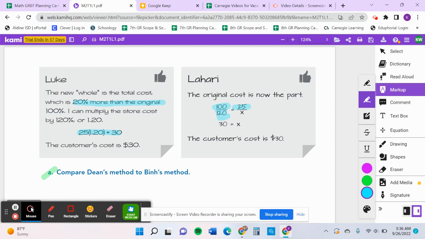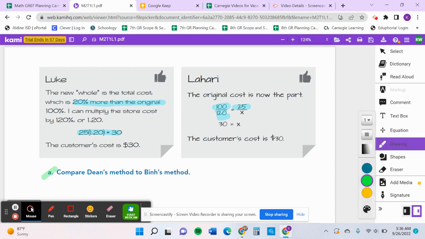in the next lesson. What I want you to closely pay attention to is notice how Lahari in her work then expressed the new whole or percentage whole as 120%, where 100 was the percentage out of the whole. And then that is aligned with that $25 because that is the original cost, where that X represents the customer's new price.